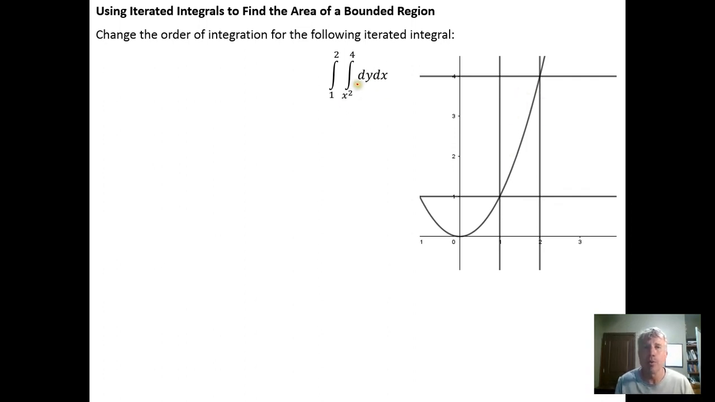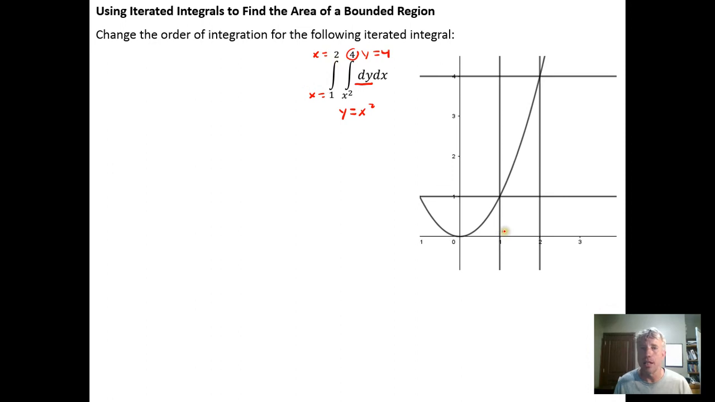And what we want to remember is that if we're integrating first with respect to y, then this lower bound of integration is going to be a y equals. So it's really y equals x squared, and up here this is really y equals 4. So y equals 4 is just a horizontal line at 4, and y equals x squared, of course, is a parabola. And then you've got the x bounds, so this is really x equals 1 and x equals 2.